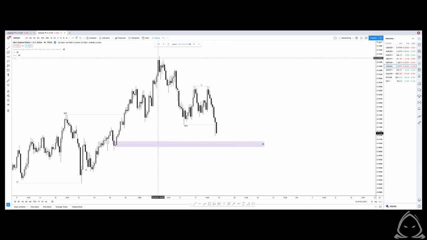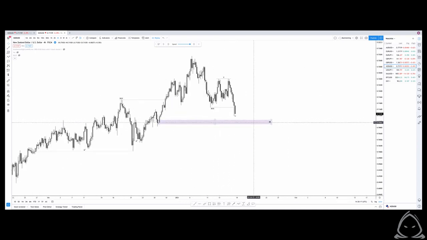And then if you look at the top here, we had this break, which was a substructure break with a wick. We came back, we mitigated this area here. There's no real imbalance. Then we pushed down, again wick break, pulled back, mitigated some imbalance, and then we've dropped off. But it's left areas for us to potentially target.